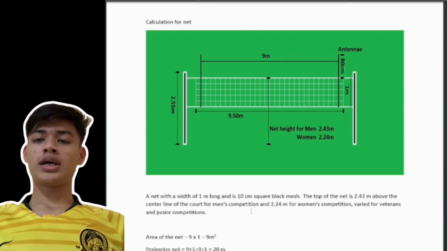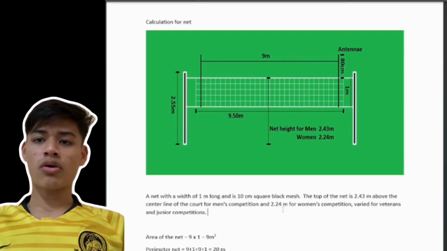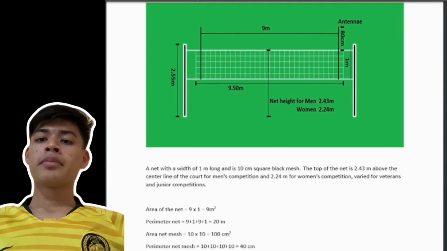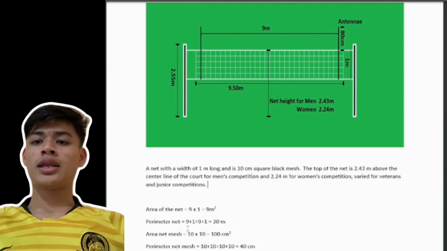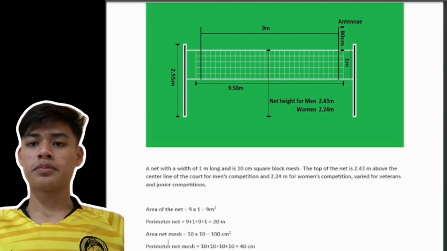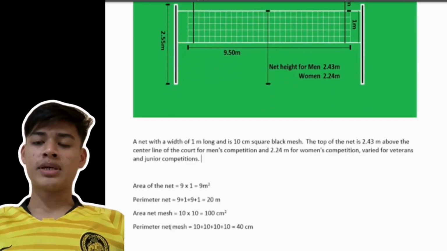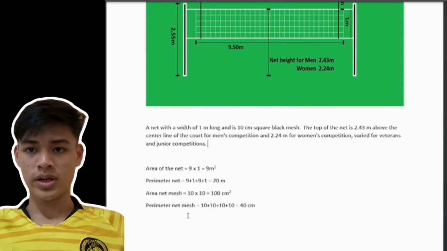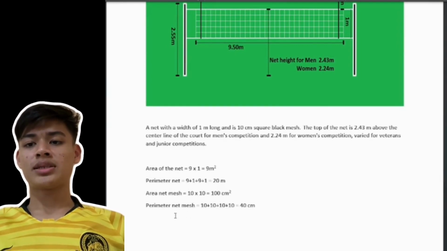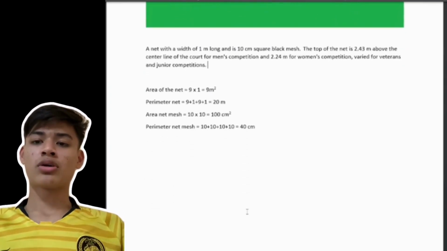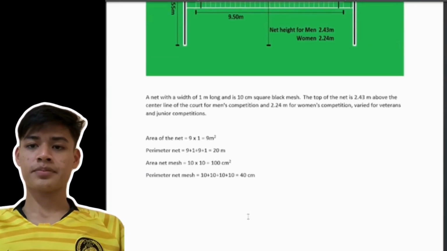Now let's calculate the net. Area of the net, 9 times 1 equals 9. Perimeter of the net is 9 plus 1 plus 9 plus 1 equals 20 meters. Area of the net mesh is 10 times 10 equals 100 cm squared. Perimeter of the net mesh is 10 plus 10 plus 10 plus 10 equals 40 cm. This is because the net mesh is a square.